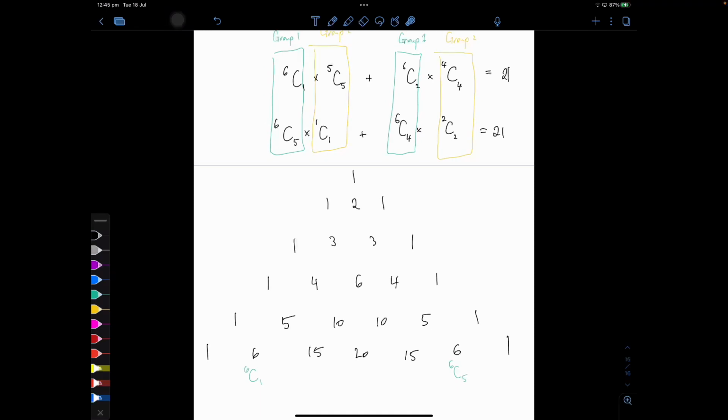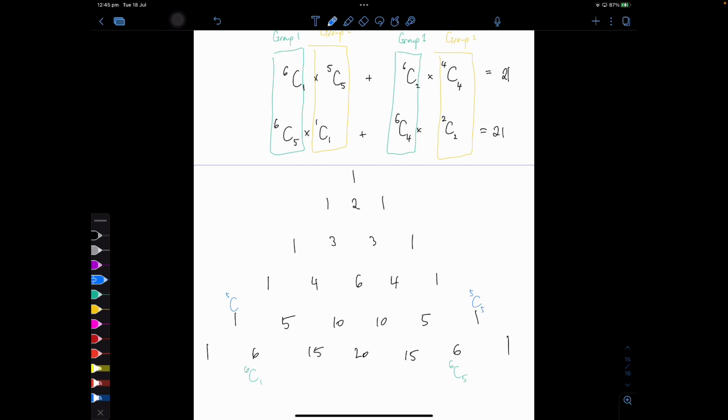What about 5 choose 5? Where's that? Row 5. 0, 1, 2, 3, 4, 5. Yes, so this here is 5 choose 5. And that there is 5 choose 5, yeah? Oh, it's 5 choose 0.